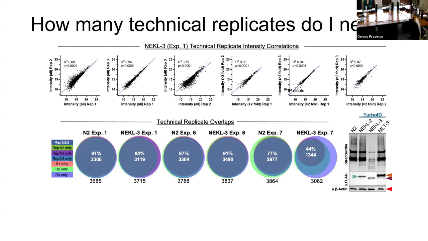And the requirement here is it had to show up in all 3 replicates to count it. And you can see very little of these other possibilities, right? So that looked good for experiment 1. Experiment 6 looked pretty good. The one experiment where it didn't work was experiment 7. It was specifically for NECL 3.